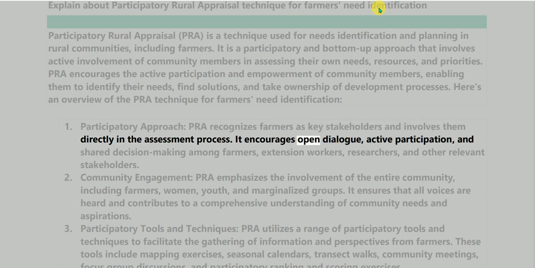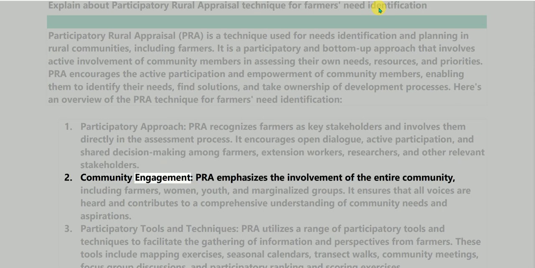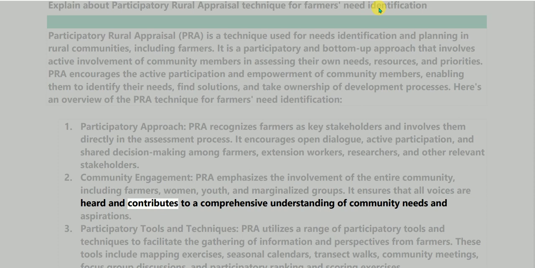It encourages open dialogue, active participation, and shared decision-making among farmers, extension workers, researchers, and other relevant stakeholders. 2. Community engagement. PRA emphasizes the involvement of the entire community, including farmers, women, youth, and marginalized groups. It ensures that all voices are heard and contributes to a comprehensive understanding of community needs and aspirations.